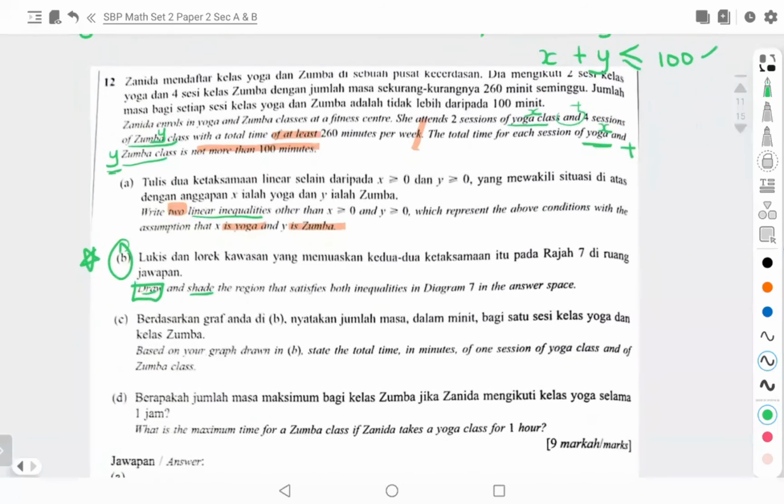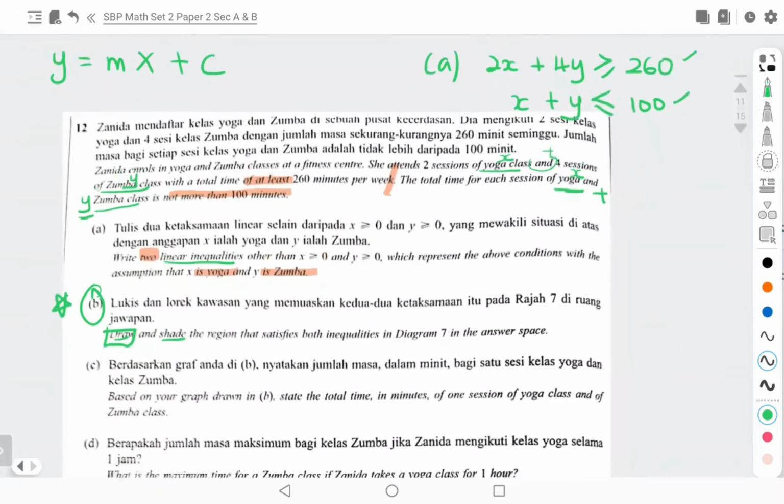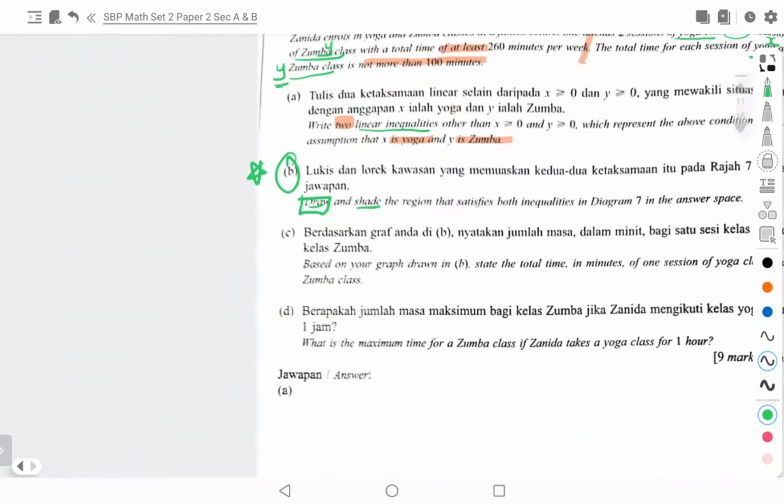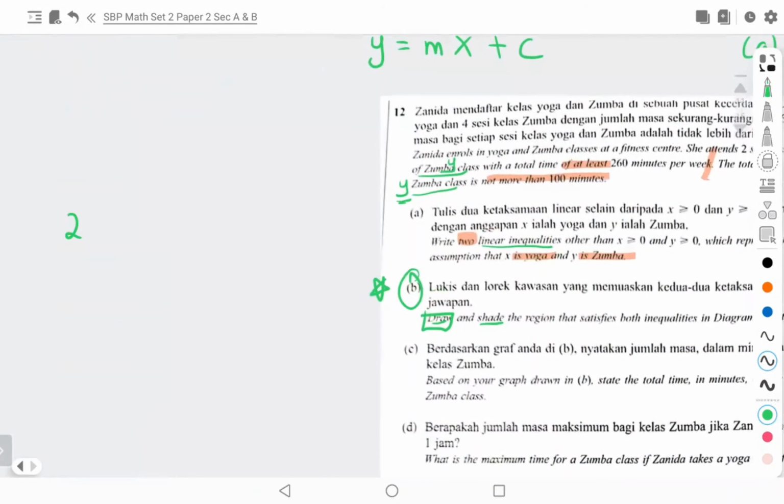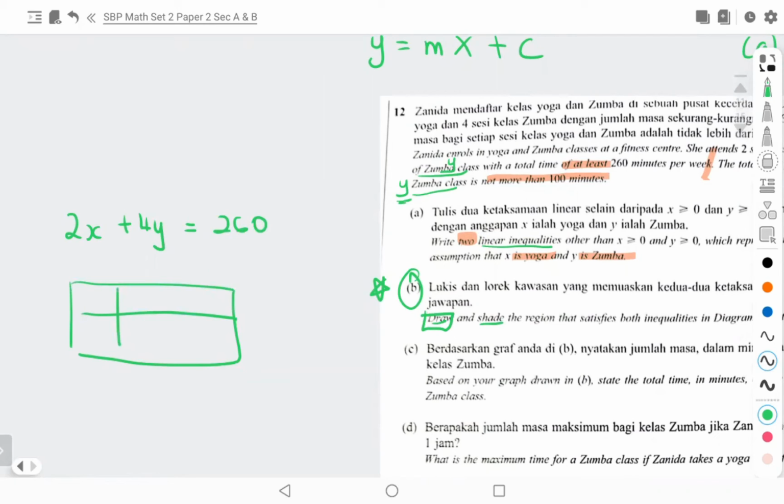Okay, so B. Now we have these two linear inequalities. I write again here, 2x plus 4y. We change it to an equal sign first, because we want to draw out the straight line. Then you construct a table. For a straight line, you only need 2 points.